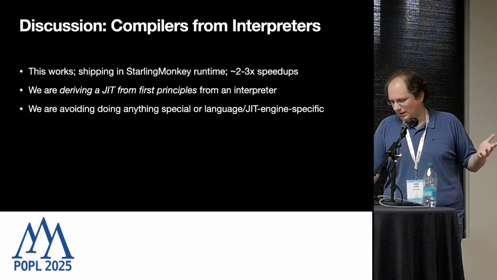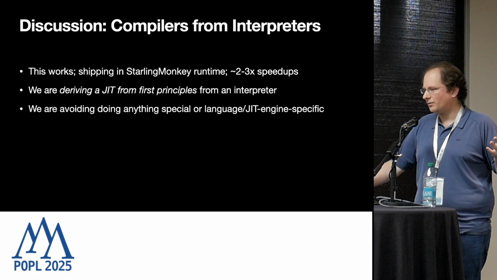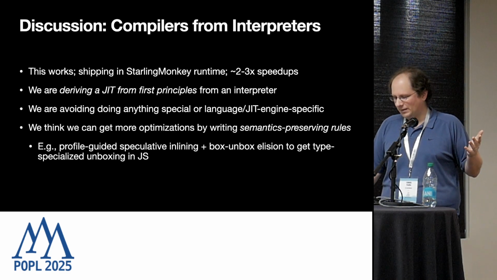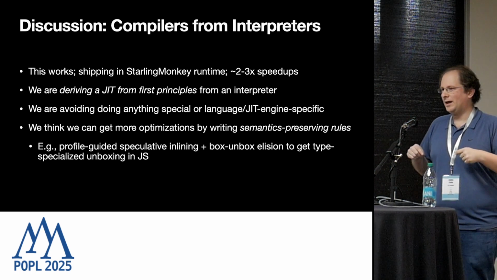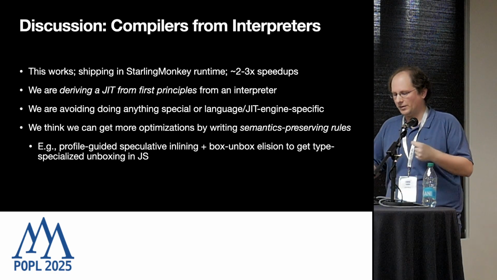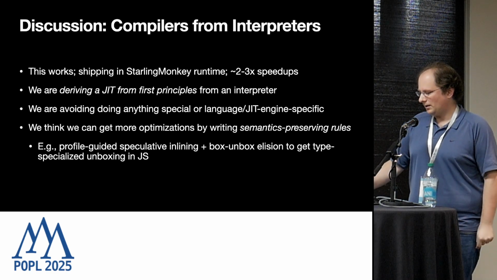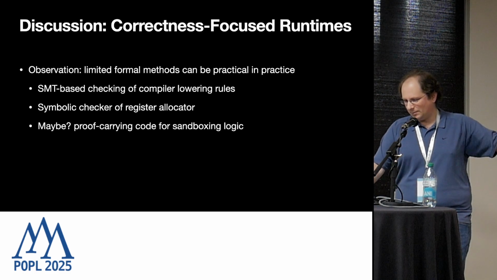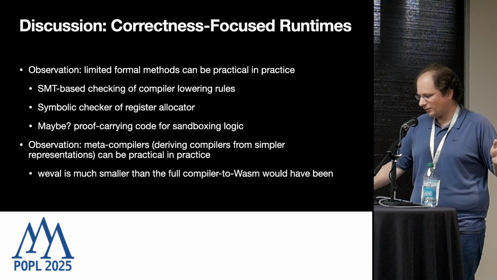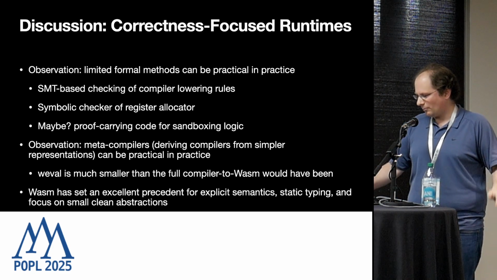And the thing that's nice about this is that we're developing a JIT from first principles, right? So basically the idea is that we want to have the semantics only in the interpreter, and then we want to have validated tools that give us the JIT compiler for free from that. And we have some ideas on how to do other optimizations. But yeah, limited formal methods can work. Meta compilers can work. And I think there's a lot more to do here.